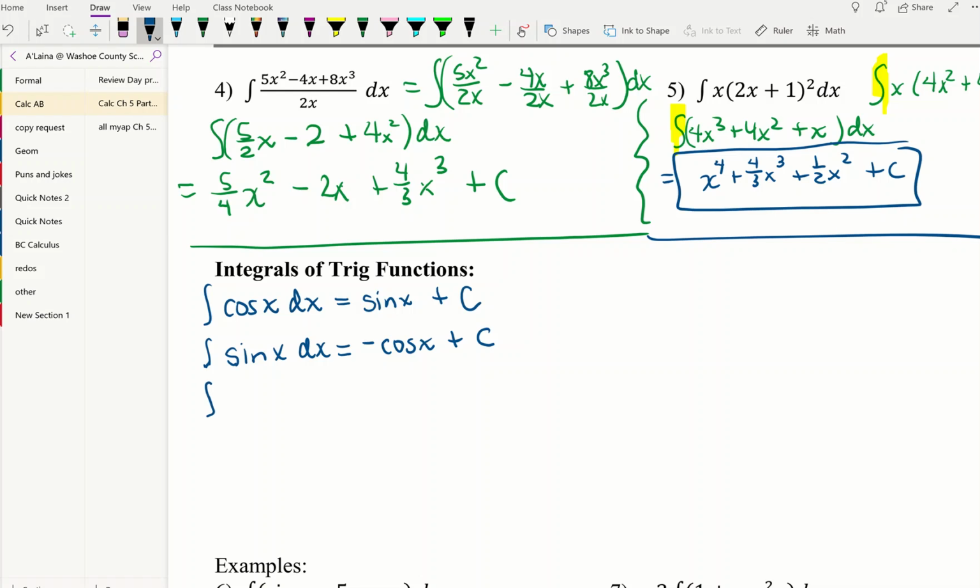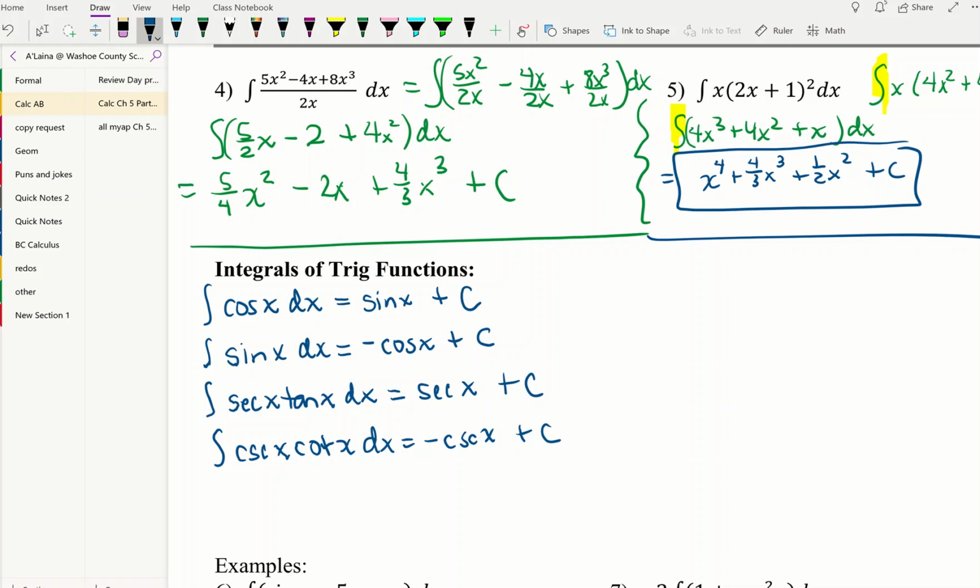Some other trig functions whose derivatives we could recognize: the derivative of secant x is secant x tangent x, so the function whose derivative is secant x tangent x will tell us the integral of secant x tangent x dx, which is secant of x plus c. In a similar fashion, the integral of cosecant x cotangent x dx would be negative cosecant x plus c.